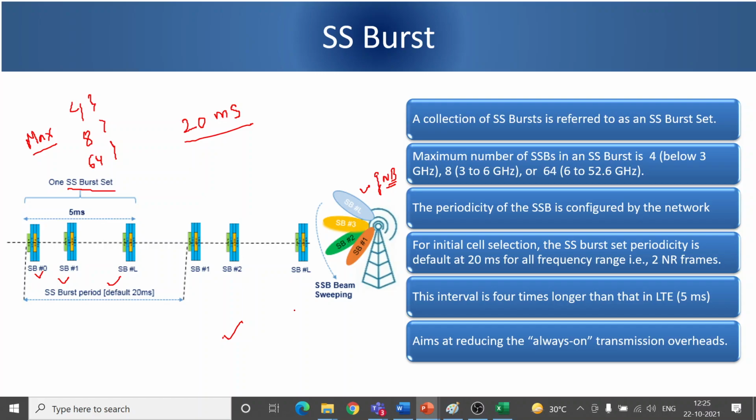Any doubt on this picture? Or shall I proceed? You can write no doubt, or no, or yes in the chat box.